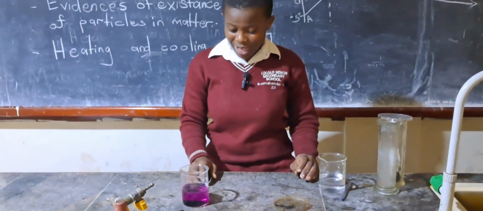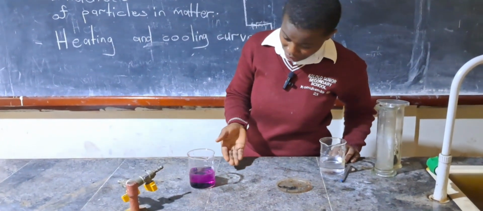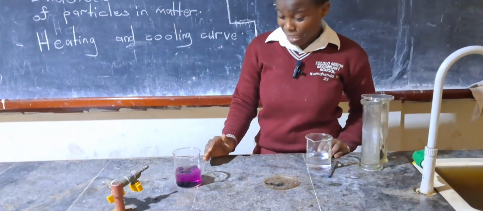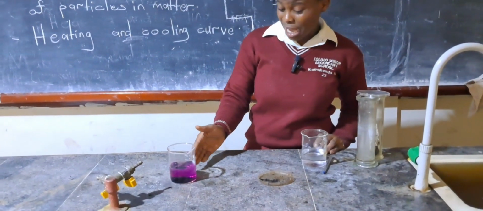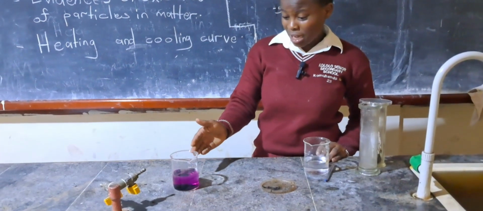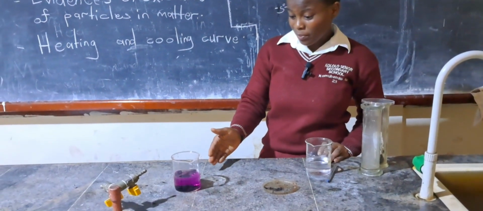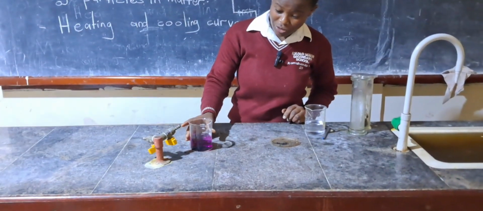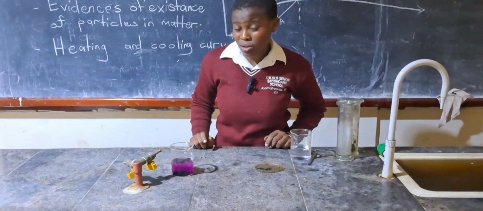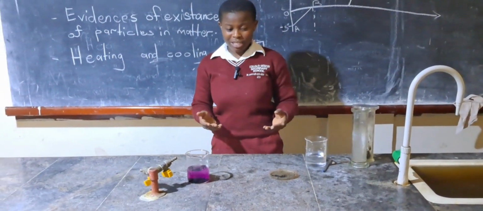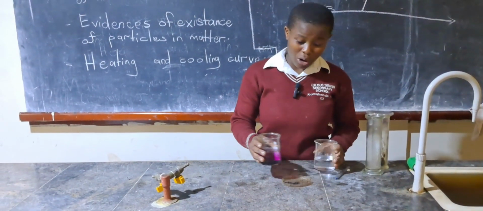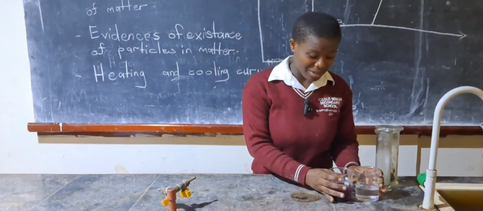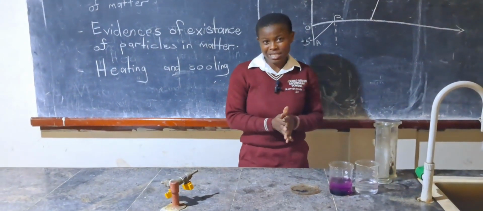So now our observation is that the crystals of potassium permanganate broke down into tiny particles as they dissolved in the water and spread randomly by diffusion from the areas of higher concentration to the areas of low concentration. So now with this we can conclude that particles do exist in liquids.